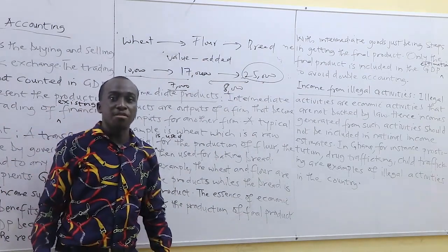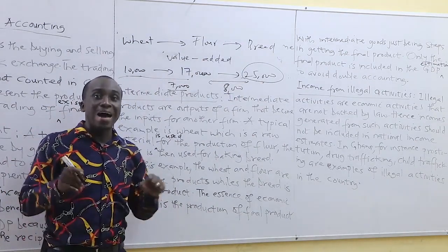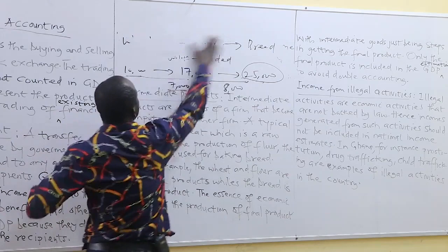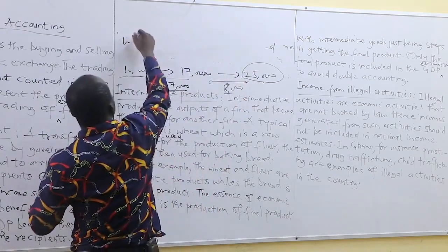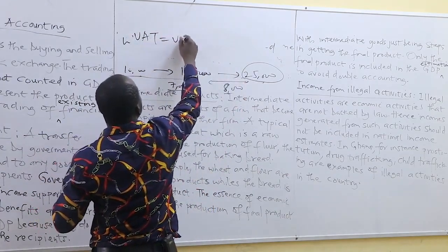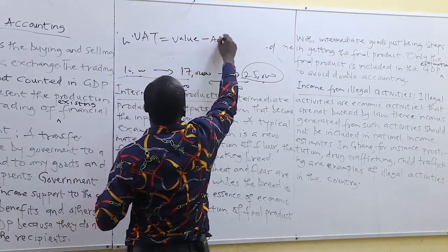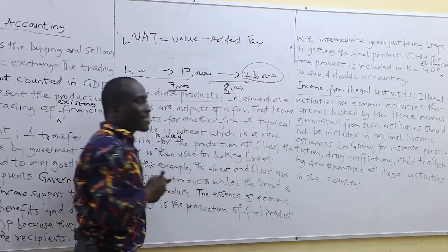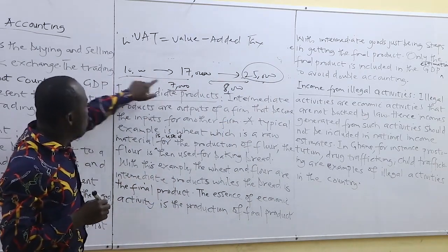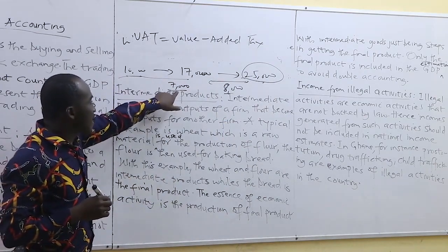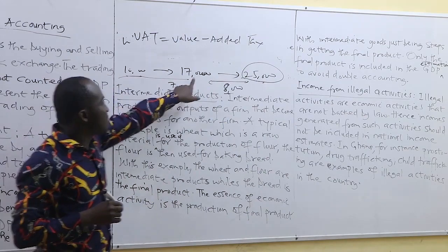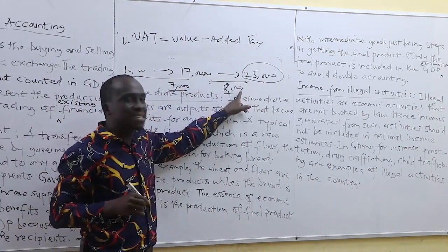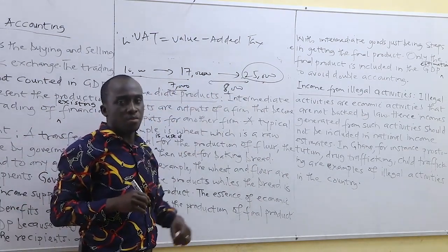That's why they have the VAT, value added tax. So the tax should be on the value added from here to here. What is the value added? 7,000. The tax should be on the 7,000. From 17,000 to 25,000, what value have you added? 8,000. The tax should be on the 8,000, right?